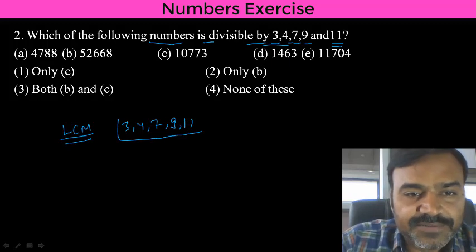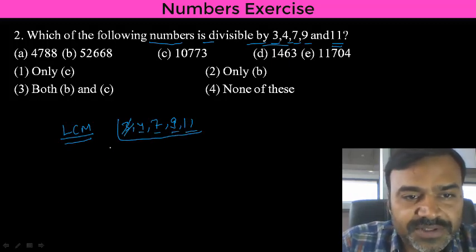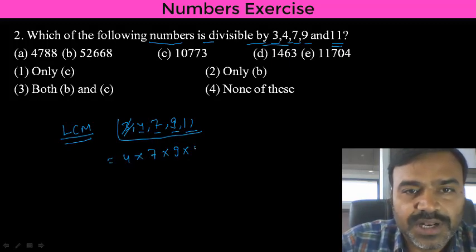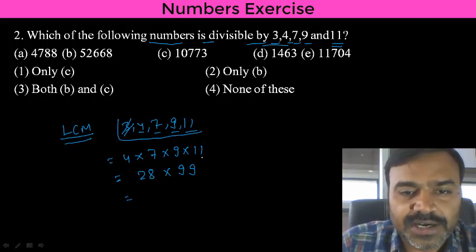What will be the LCM? If 9 is there, then we don't need to consider 3. All the numbers are co-prime, there is nothing common between them. So their LCM will be straight away the product 4 into 7 into 9 into 11. Now 4 into 7 is 28, 9 into 11 is 99. So if you multiply, 99 is 100 minus 1, so 2800 minus 28, and that is 2772.